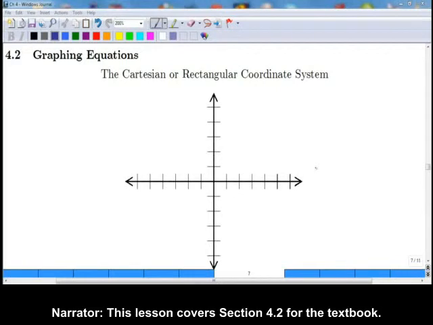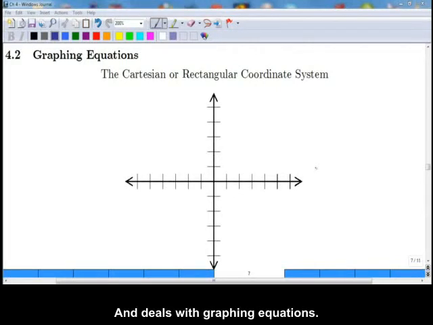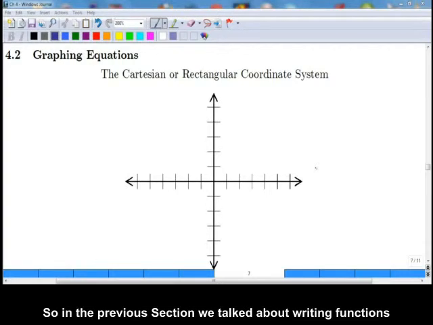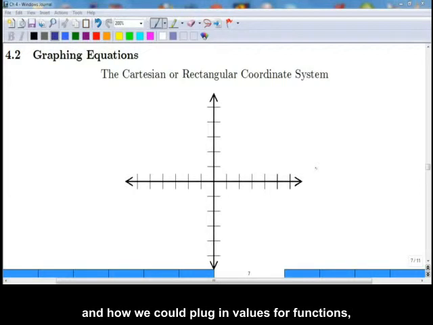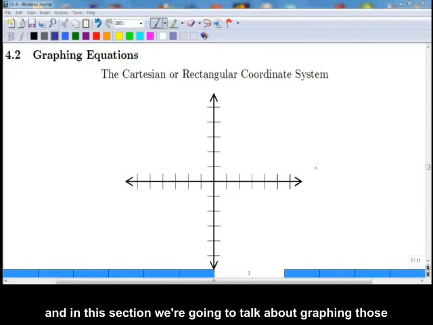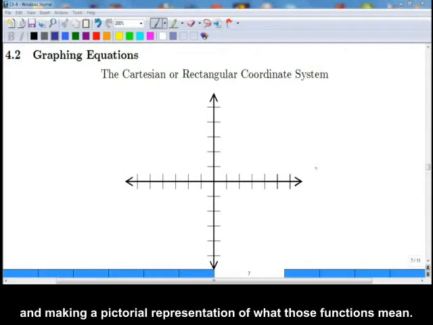This lesson covers section 4.2 from the textbook and deals with graphing equations. So in the previous section we talked about writing functions and how we can plug in values for functions, we can plug in other variables for functions, and in this section we're going to talk about graphing those and making a pictorial representation of what those functions mean.